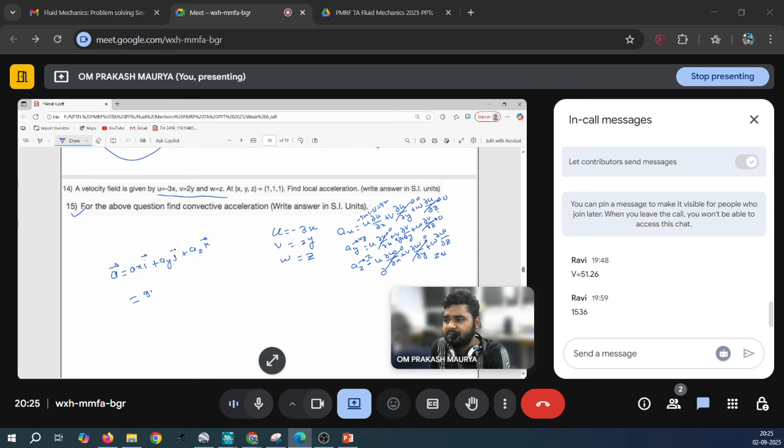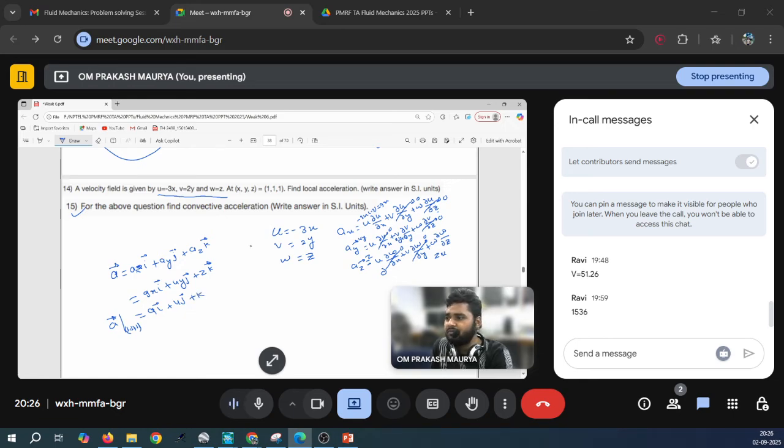So 9x i, this x is associated with this, plus 4j, plus your z. Okay, here you have 1 1 1. So let's just put your vector A as 1 comma 1 comma 1. So 9i plus 4j plus k.